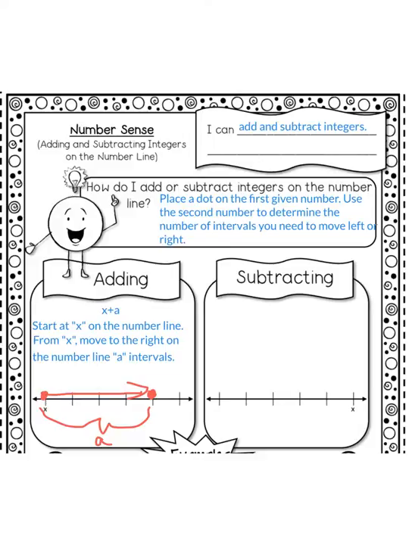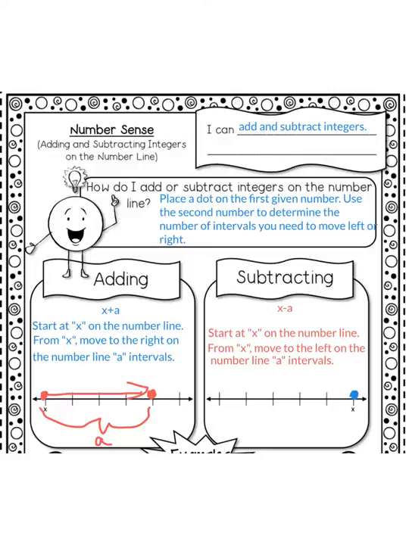Now we are going to take a look at subtracting integers. We are going to use the example x minus a. So like before, you're going to start at x on the number line. I am going to represent the x on the number line with a blue dot. From x, move to the left on the number line, a intervals.